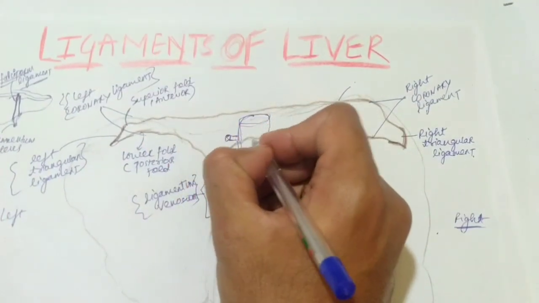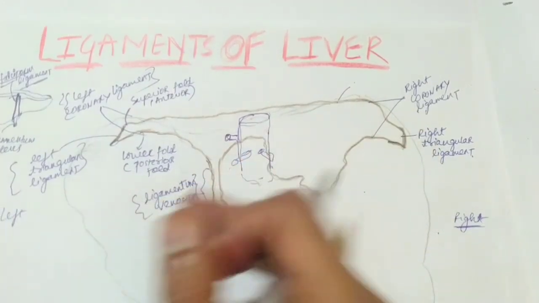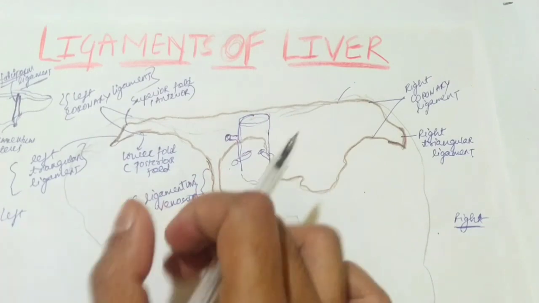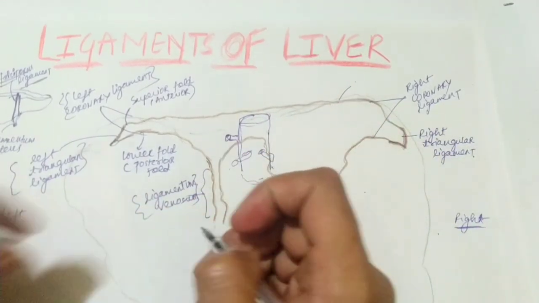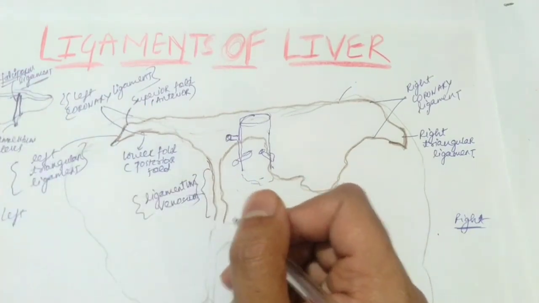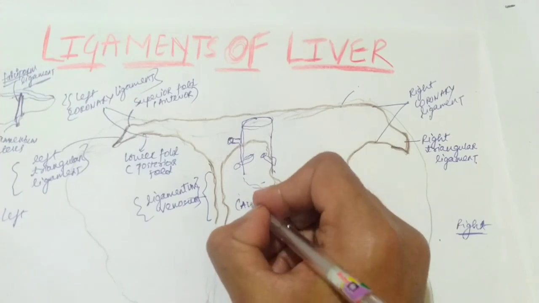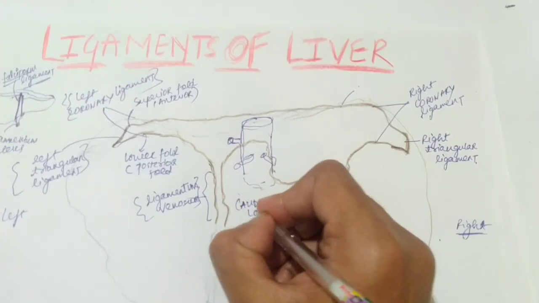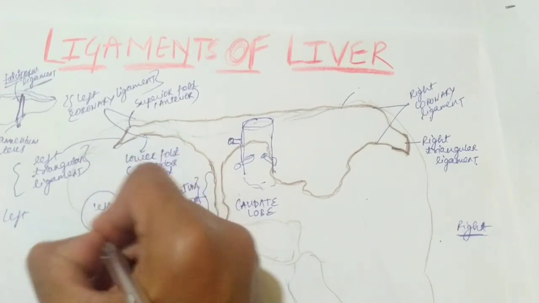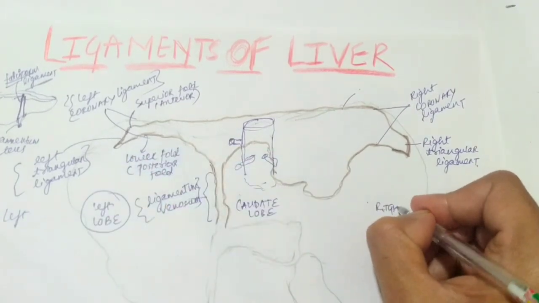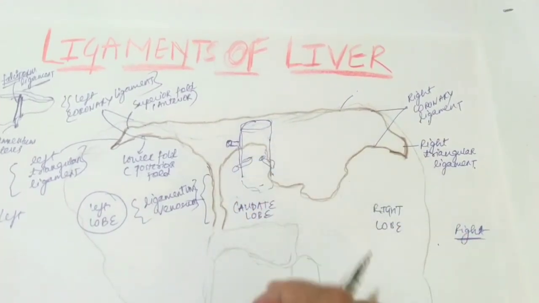So these are small veins. You will see small openings in the inferior vena cava. This is present on the right side, this inferior vena cava, and this is your ligamentum venosum. The lobe which is present between the ligamentum venosum and your inferior vena cava is your caudate lobe. So this area is your caudate lobe. And this is your left lobe. This part is your left lobe, and this area is your right lobe. And this is also a right lobe, but it has two more lobes, caudate and quadrate.